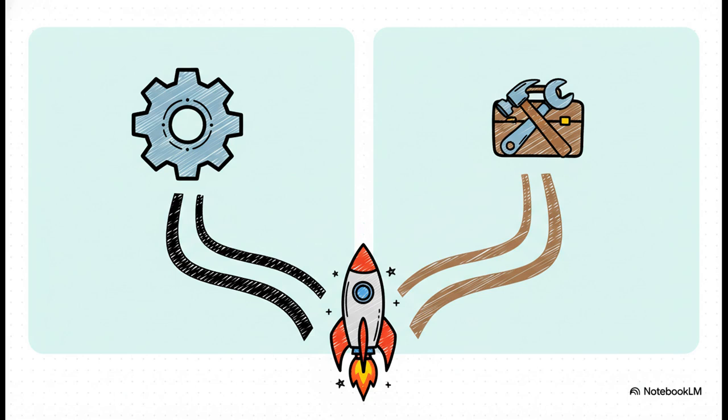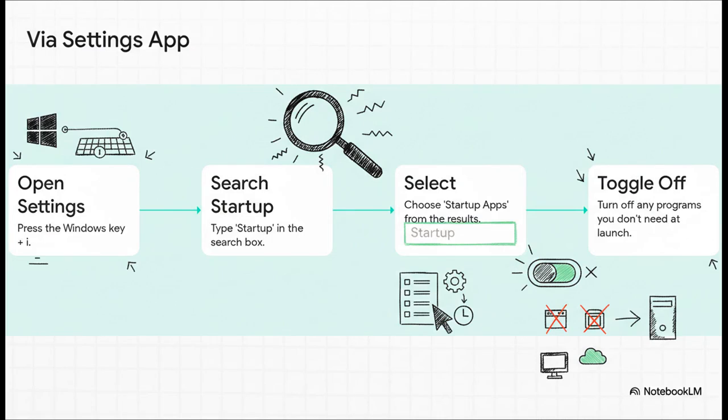So let's quickly run through how each one works. Using the Settings app in Windows 10 is so straightforward. Open it up, and instead of clicking through a bunch of menus, just use the search bar at the top. Type in Startup. Pick Startup apps from the list and you're there. You'll see that same friendly list of toggles just waiting for you to turn off whatever you don't need.